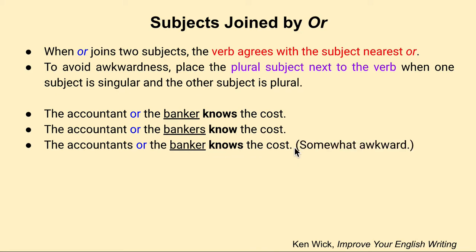And last but not least, an example to avoid awkwardness, but I'm just going to put it out there for you and read it. The accountants or the banker knows the cost. This is somewhat awkward. It would actually be better to reverse these. You would say the banker or the accountants know the cost. It just sounds better. So while this is grammatically correct, it reads somewhat awkward.